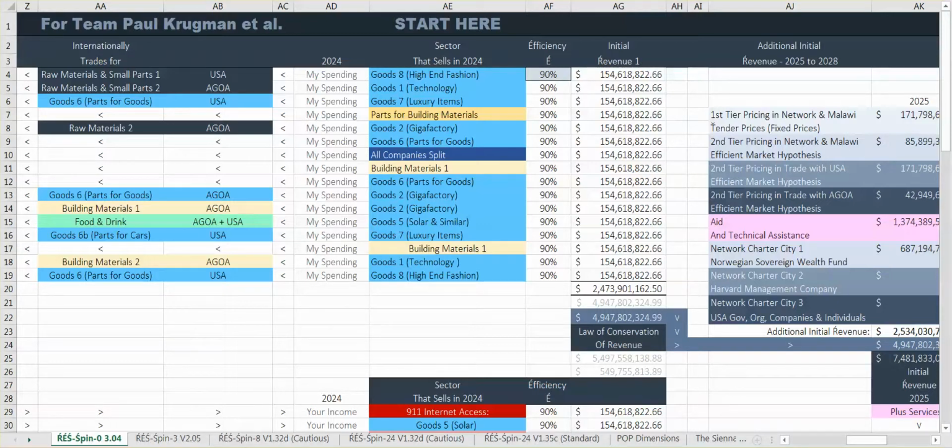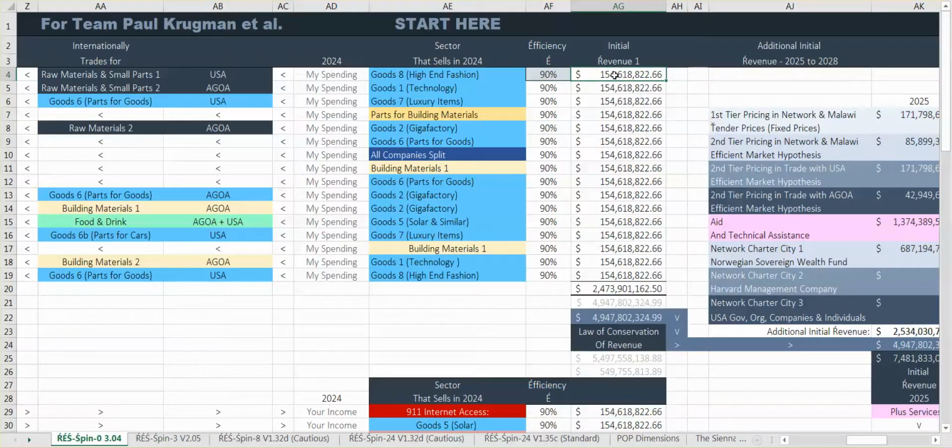Part 1. Your income, my spending. We start at column AE. We'll start here at the top in large letters. We see 16 equal sectors of my spending in 2024, mostly manufacturing and construction. Check the E, Efficiency, has a value of 90%, which it does. Now we have 16 sectors that each spend 154 million and change, mostly on manufacturing and construction materials.